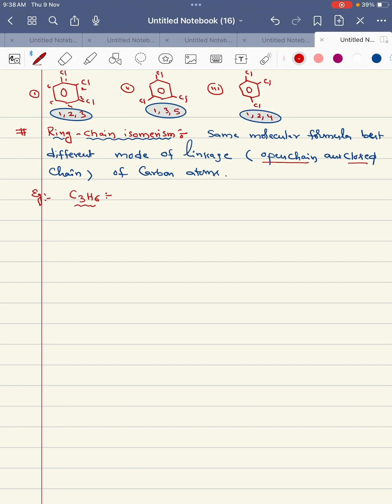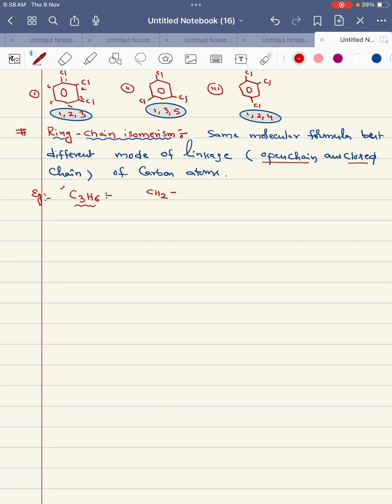Dear students, in case of alkenes, two hydrogen atoms per carbon will be there. It means C3H6, C4H8, C5H10, C10H20. So the exact number of hydrogen atoms will be there. The same molecular formula will be written like this, so the given molecular formula is an alkene.